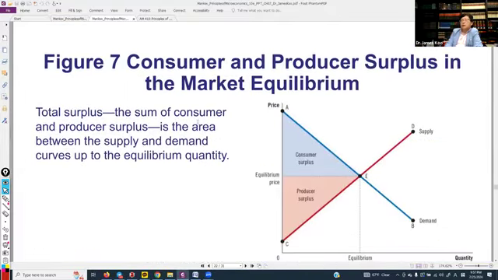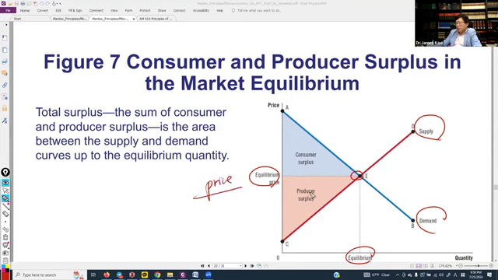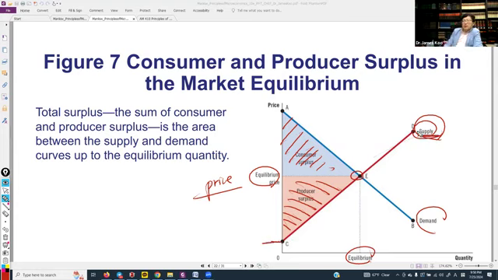Consumer and producer surplus in market equilibrium. Here is the supply and demand at the equilibrium price and quantity. Here, in this case, the area above the price and below the demand curve is consumer surplus. And this area is producer surplus, the area below the price and above the supply curve.